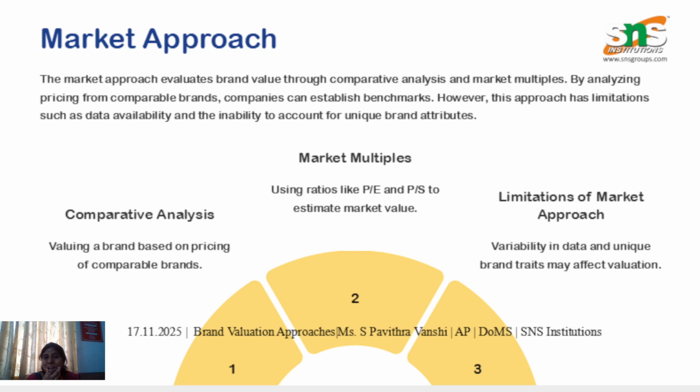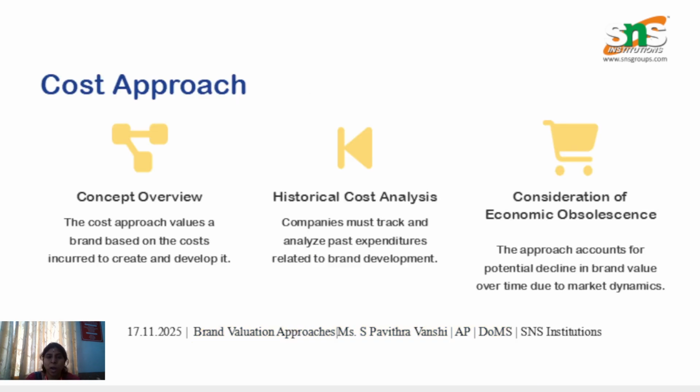The second one is market multiples. The idea is using ratios like PE and PS to estimate the market value: price per earnings share and price per sales share. Using these ratios, we get market multiples for the brand valuation. The limitations of the market approach are variability in data and unique brand attributes, which may affect the valuation.